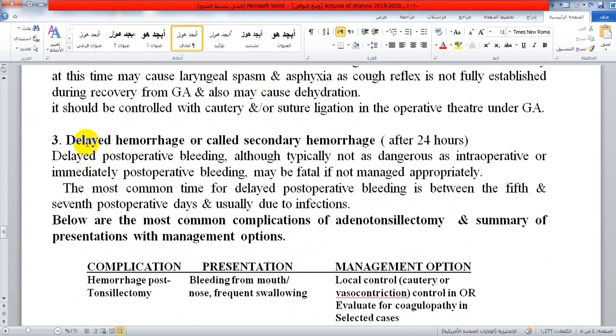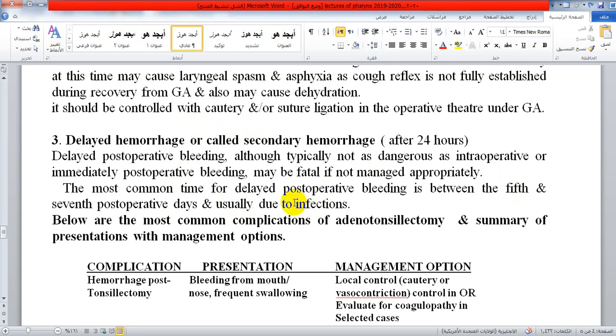3. Delayed hemorrhage, or called secondary hemorrhage, after 24 hours. Delayed post-operative bleeding, although typically not as dangerous as intraoperative or immediately post-operative bleeding, may be fatal if not managed appropriately. The most common time for delayed post-operative bleeding is between the 5th and 7th post-operative days, and usually due to infections.